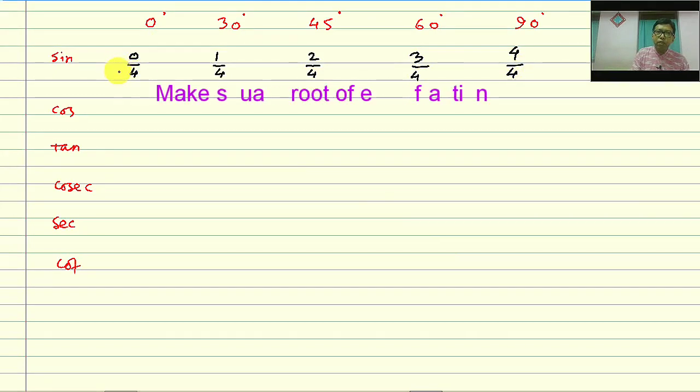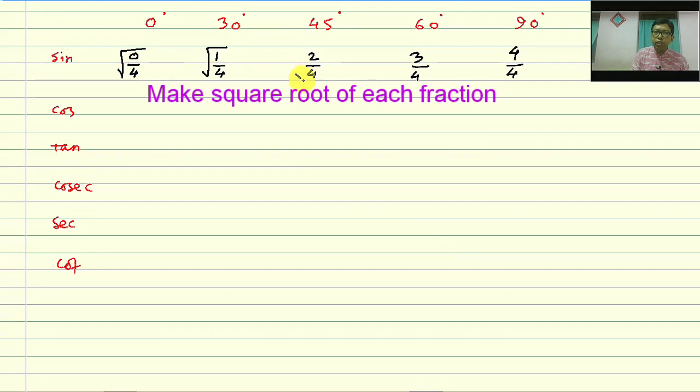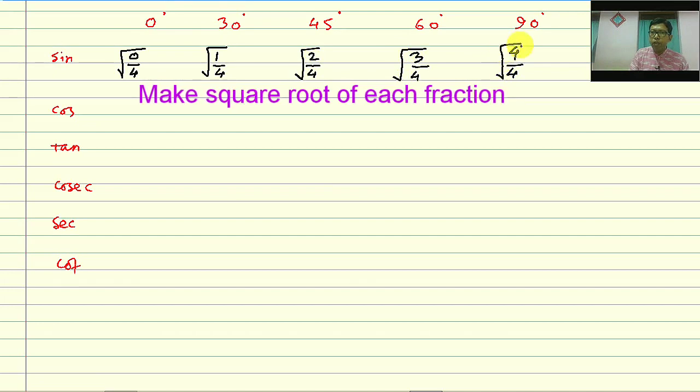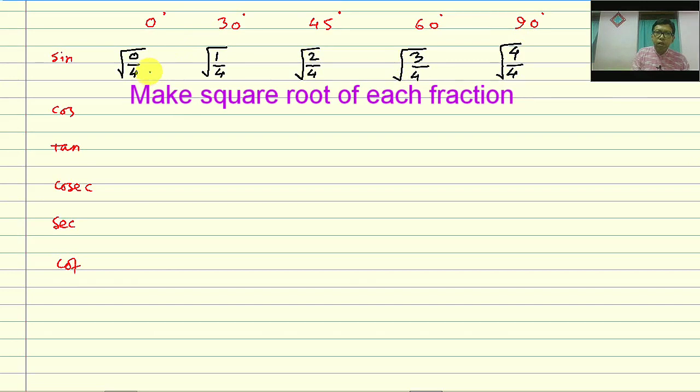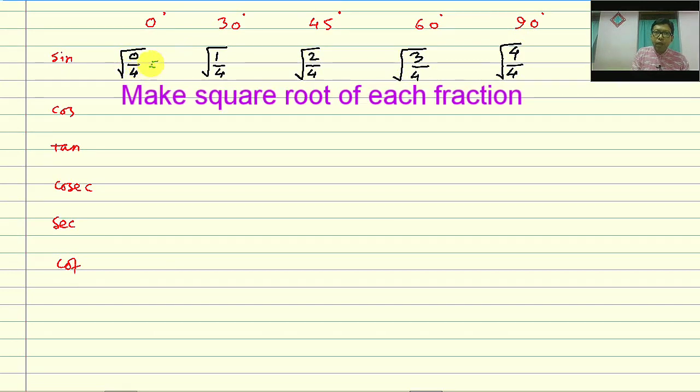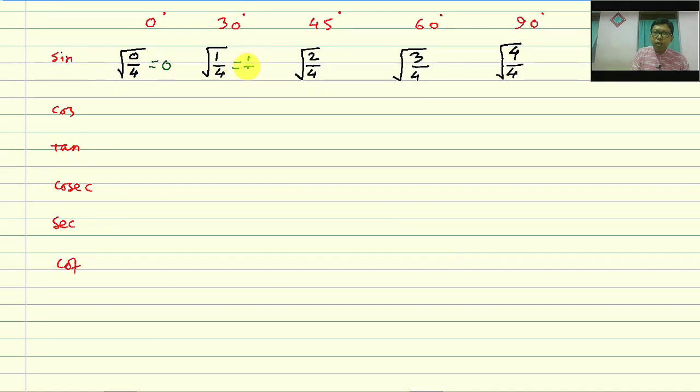Next you have to square this one. Okay, square this, again this one square. You have to find out the square root of each number. Next you write the number. 0 upon 4 is equal to 0, so square root is 0. Root over 1 upon 4, that is equal to half.